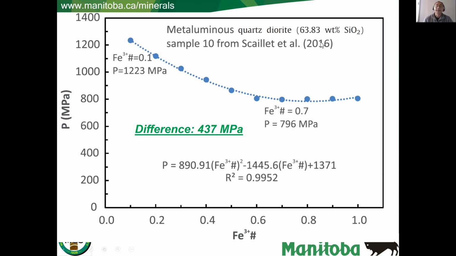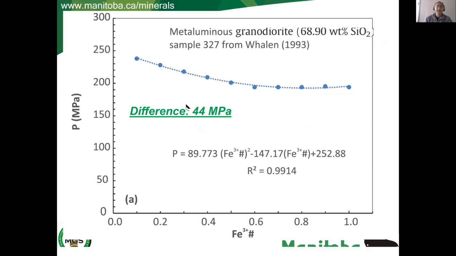And this is the second one, for the metaluminous granodiorite samples. You can see the difference between the highest and lowest pressure estimation is 44 MPa, still pretty large. When you look at felsic granites, the difference between the highest and lowest pressure estimation is pretty low, 22 MPa, which is almost the same within the uncertainty of the geobarometer.